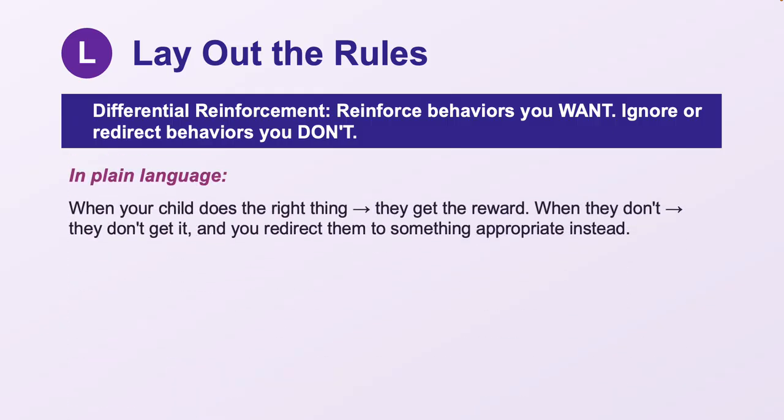So when your child does the right thing or does the comfortable thing, they get the reward, right? They get the reinforcer. When they don't do the thing, they don't get it. And then you redirect. And again, this redirection is important, right? You want to ensure that they know what the rule is and to practice that, right?